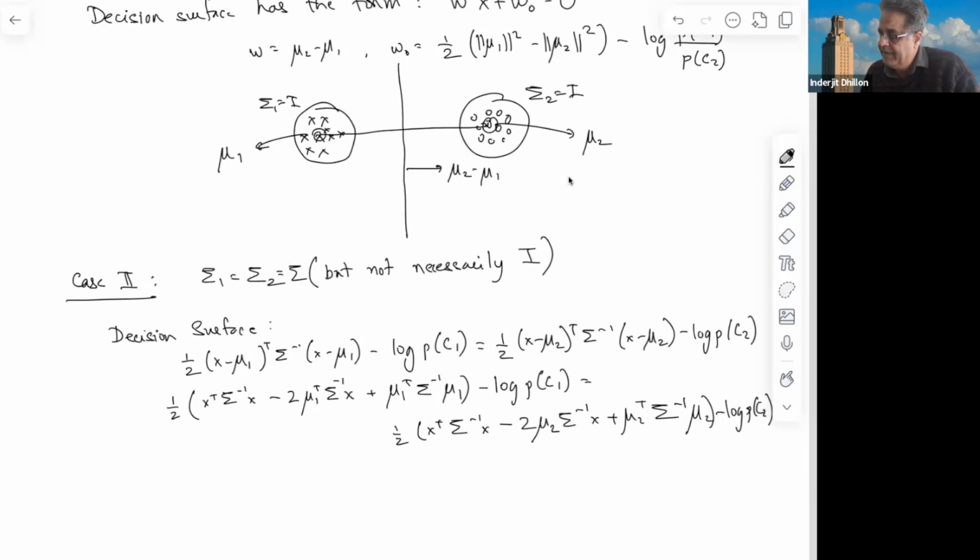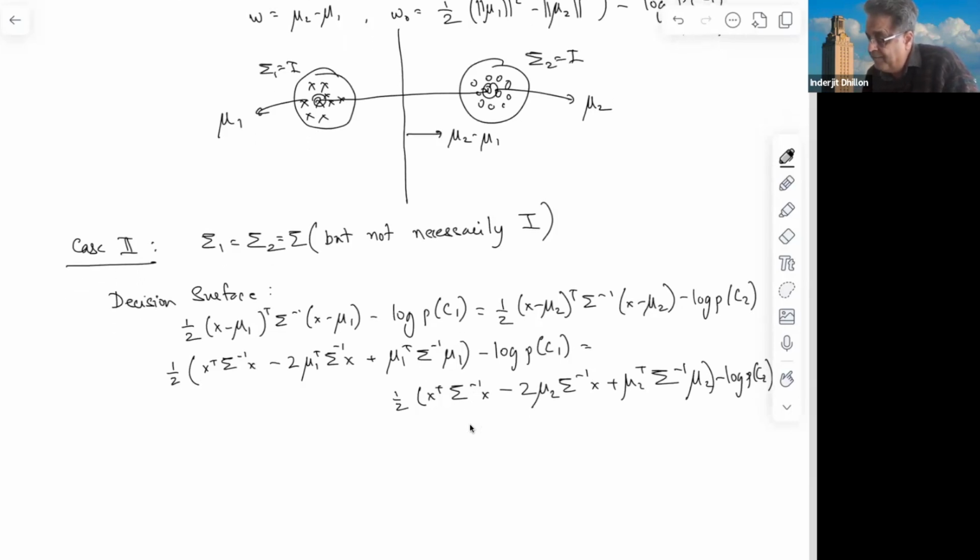Okay, this is all algebra, but you need to understand what really comes out of the algebra. This is x transpose sigma inverse x, and this is also x transpose sigma inverse x. They'll actually cancel out. So once again, the quadratic term cancels out, and we are left with a hyperplane. That's the main point that I'm trying to get across.